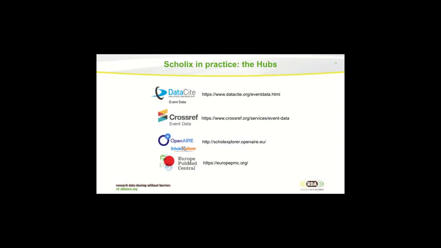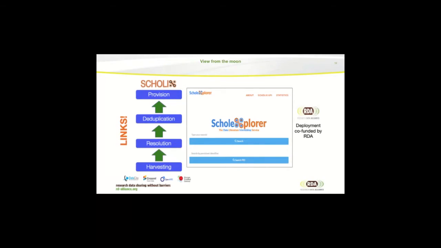In terms of the hubs that share the information, we've got several of those represented this afternoon. DataCite and Crossref work on a shared event data service that shares the links between Crossref DOIs and DataCite DOIs and vice versa. OpenAIRE, which collects a lot of this information centrally, and also Europe PubMed Central.